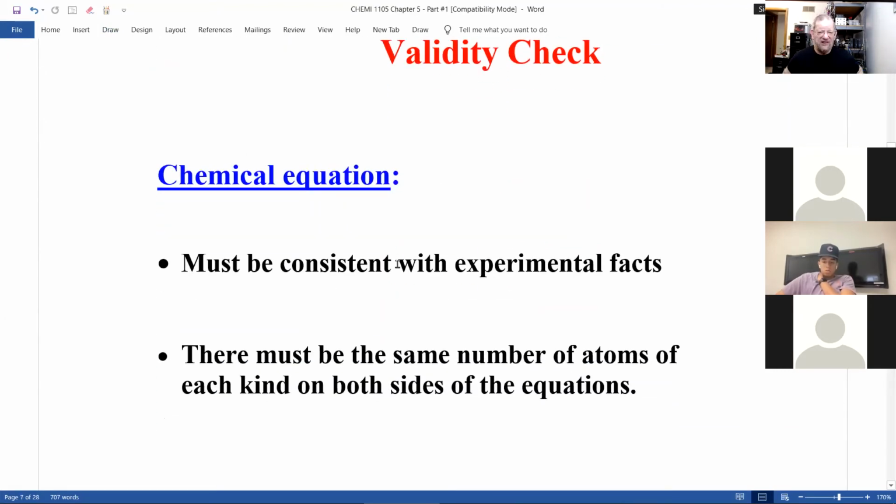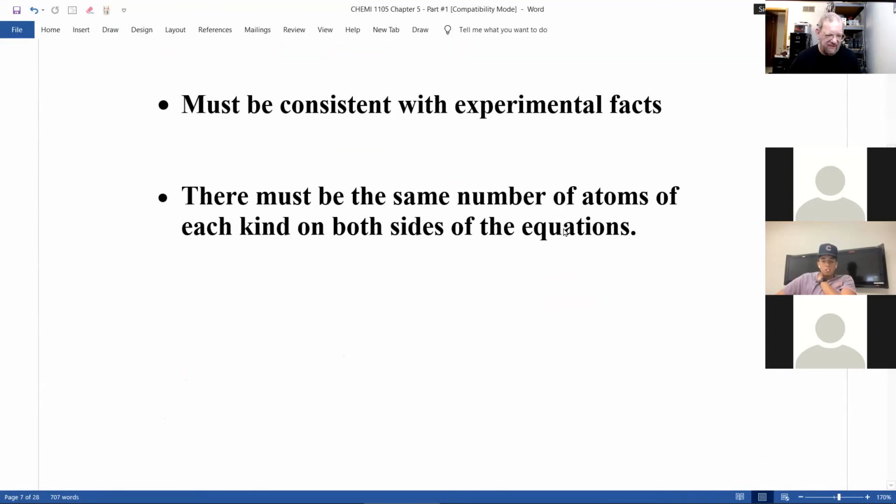Now, there's something called the validity check. For a chemical equation, first of all, it must be consistent with experimental facts. If you react two things together and you determine what you make, that should be what you have in your chemical equation. Now, this is very important. You must have the same number of atoms of each kind on both sides of the equation. This is called conservation of mass.